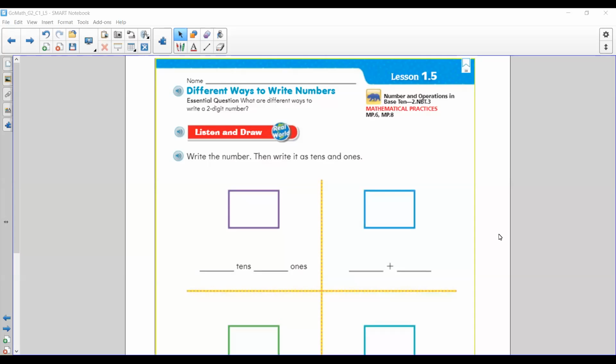So here we are on lesson 1.5, and we are going to be talking about different ways to write numbers. Our essential question is, what are different ways to write a two-digit number? Now, in our previous lessons, in fact, in lesson 1.3 and 1.4, we talked about different ways to write a two-digit number. So let's take a minute to talk about different ways to write a two-digit number and see what you remember.